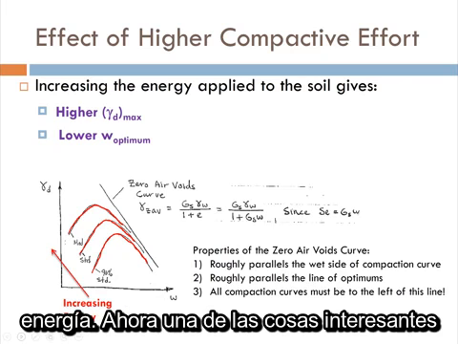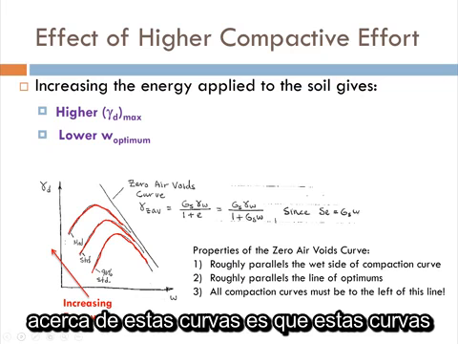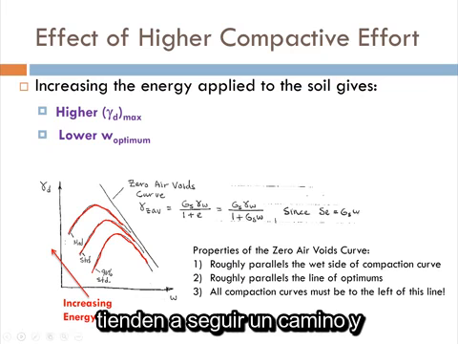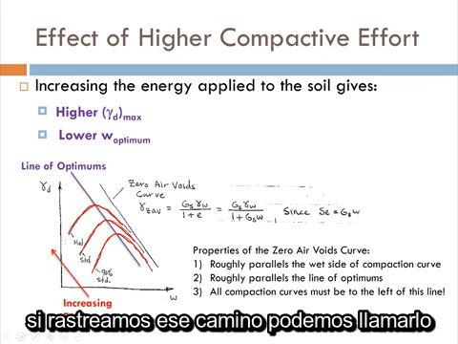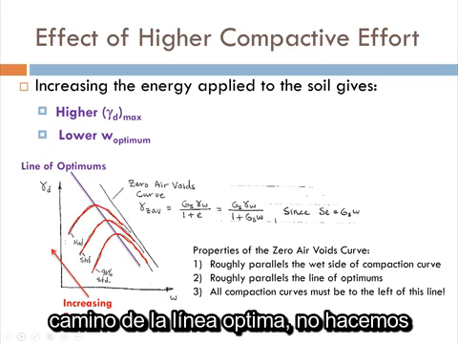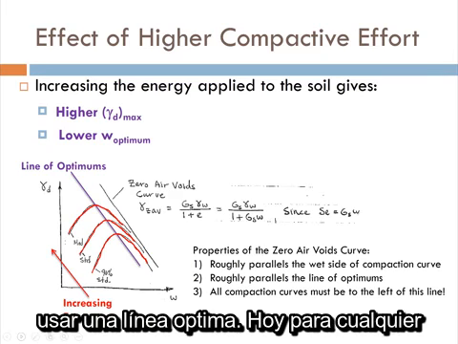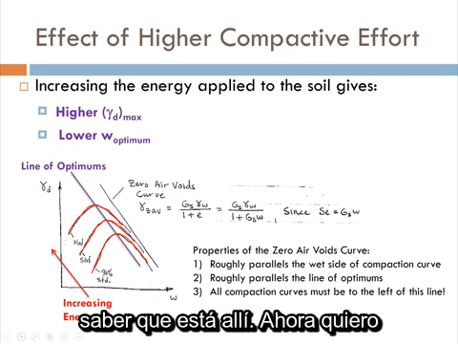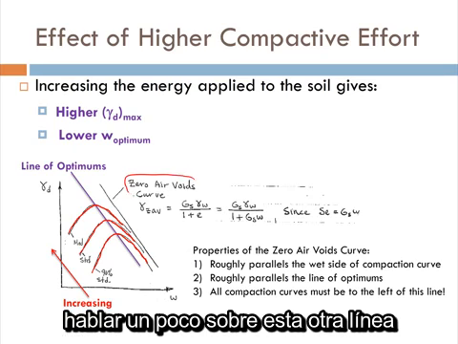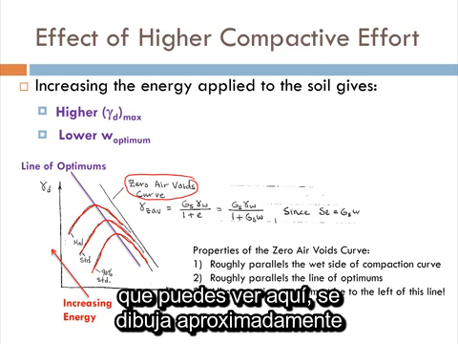Now, one of the interesting things about these curves is that they tend to just kind of follow a path, and if we trace that path, we can call that path the line of optimums. We don't really use, or at least I'm not aware of using the line of optimums today for any design purpose, but it's just interesting to know that it's there.